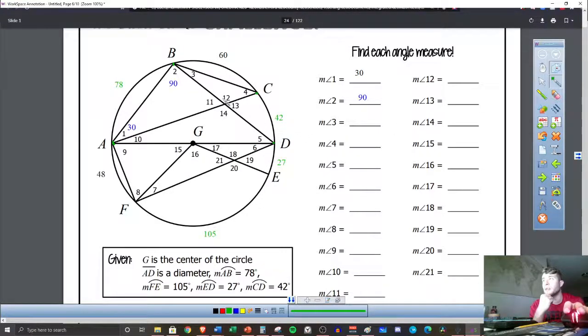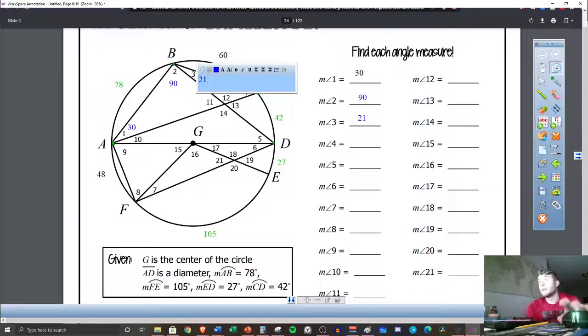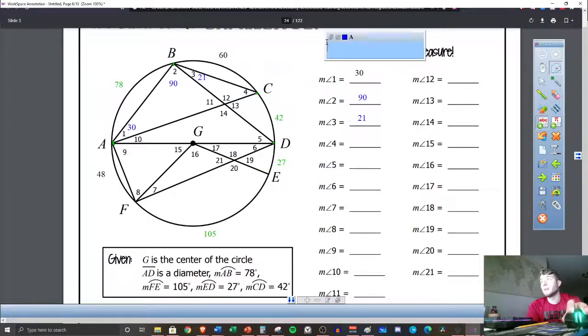So with number 3, we see it's CBD. All the points are on the circumference, and that makes it an inscribed angle around this angle 42 right here, okay? So 3 has to be half of that 42. So we're gonna put 21, okay? Has to be 21 here. We're gonna keep listing out all of the parts we have.